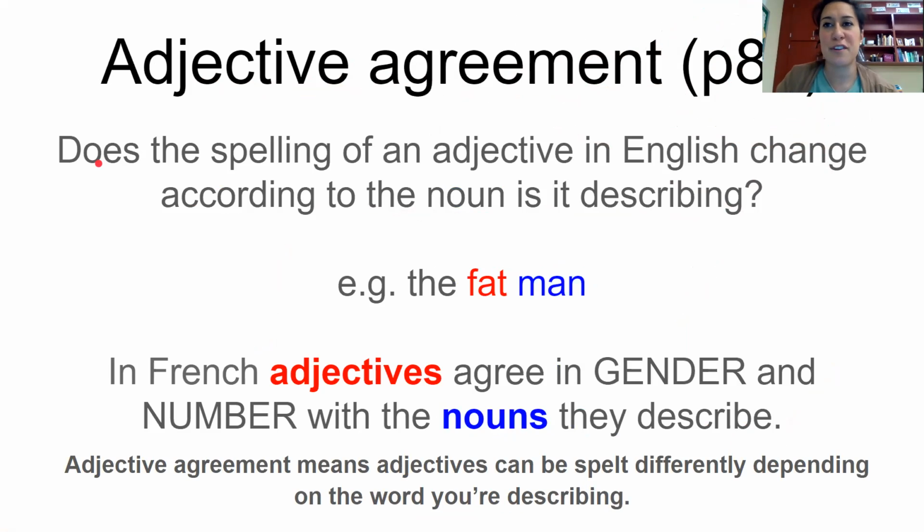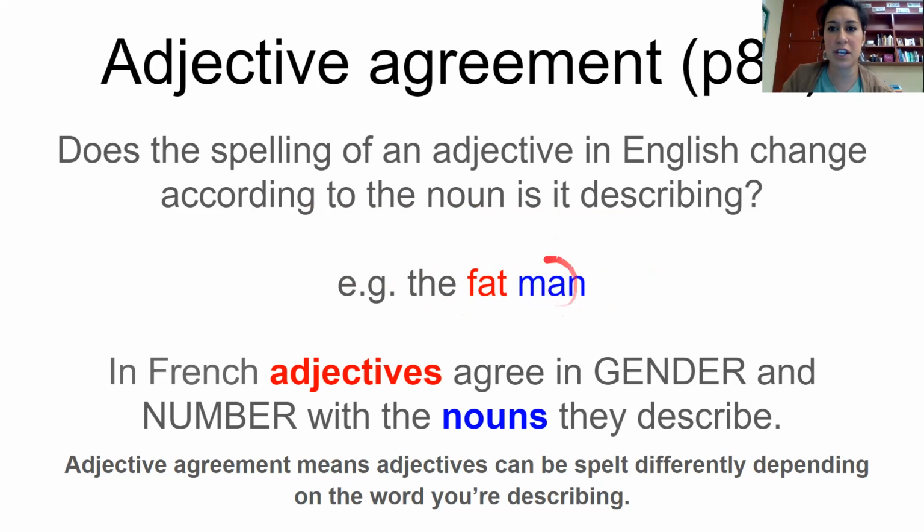So before we move back into the French, let's have a look. Does the spelling of an adjective in English change according to the noun it is describing? So let's have a look at this example. Man is the noun, a man, the man. And then fat is describing him, the fat man.